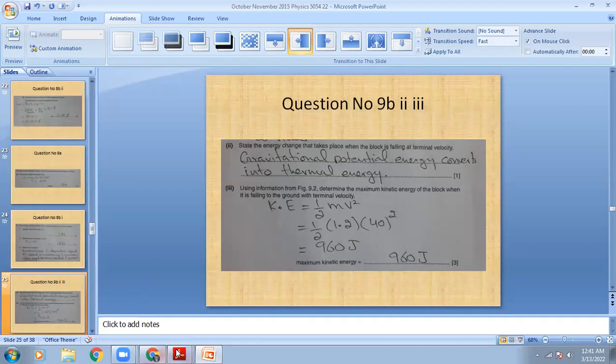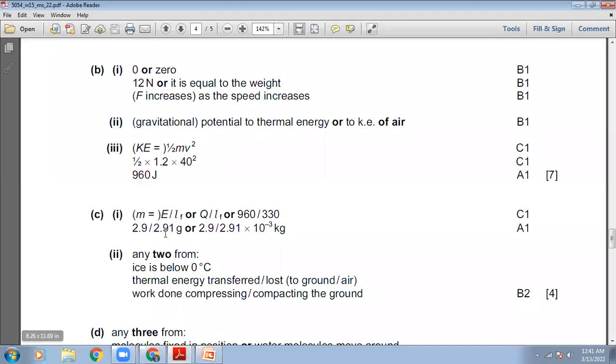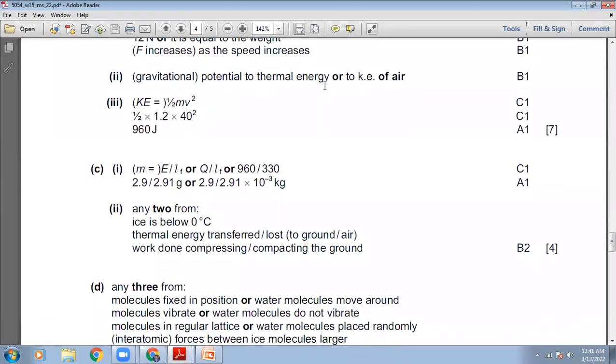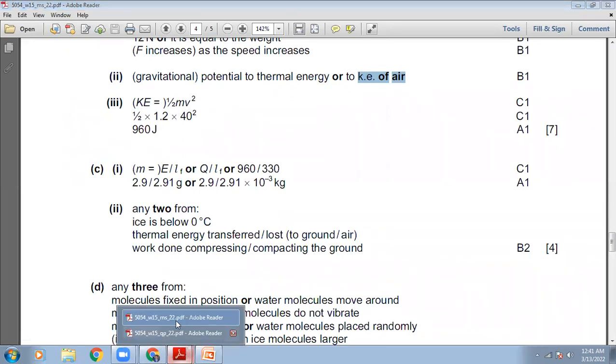So let's have a look at the marking scheme. Okay, so our answers are right. Here, this word is kinetic energy of the air. Okay. So 1/2 mv², so 960.